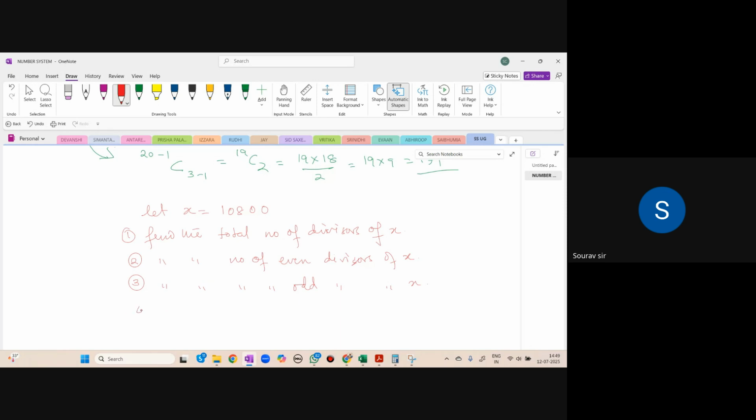And then let me add one more part. Find the number of divisors which are multiples of 15.